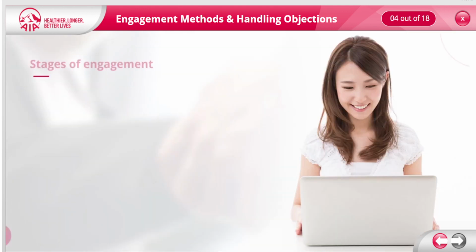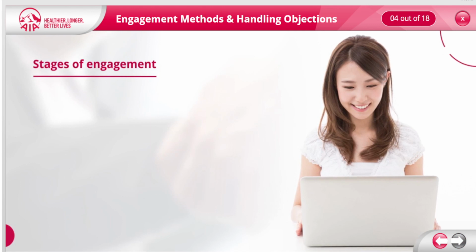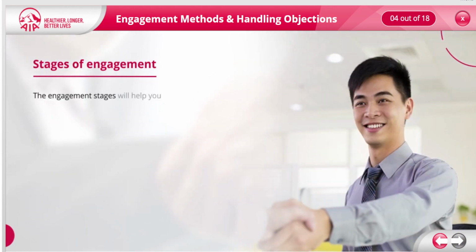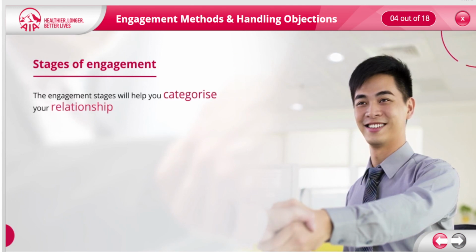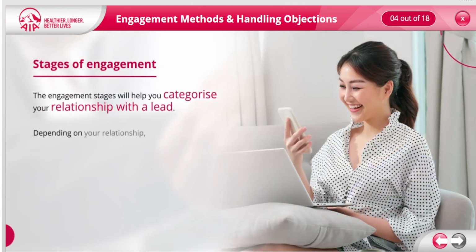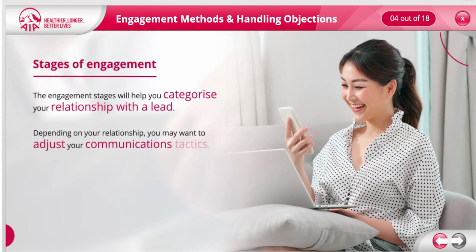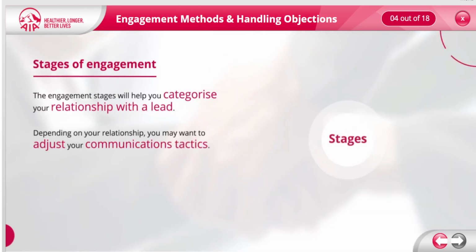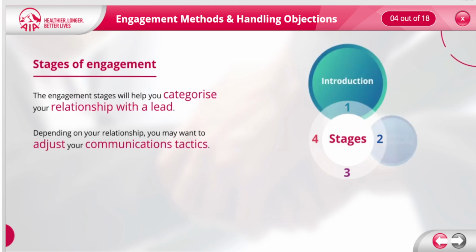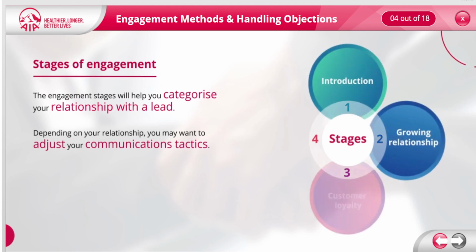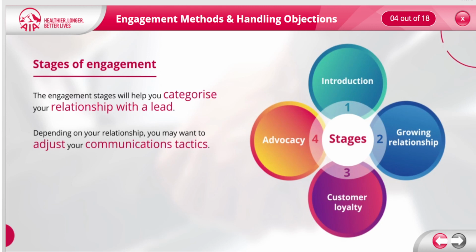Let's get started. Let us first learn about the stages of engagement. The engagement stages will help you categorize your relationship with a lead. Depending on that relationship and where it is, tactics will vary. There are 4 stages of engagement, which are introduction, growing relationship, customer loyalty, and advocacy. Let's take a look at the first stage, introduction.